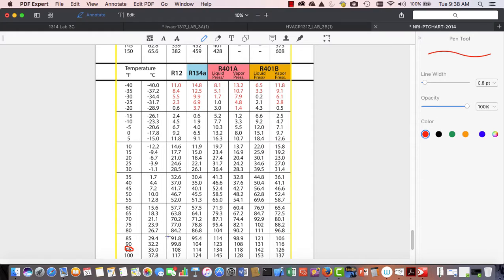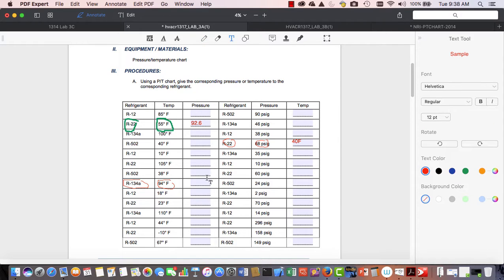My column here, we're going to come down my R134A column and find the number that's closest. So it's going to be right around 114, 113. I'm going to go under in my answer, and I'm going to say it's going to be 113, that area. So my answer over here would be 113. Now, again, we can do it the other way around.